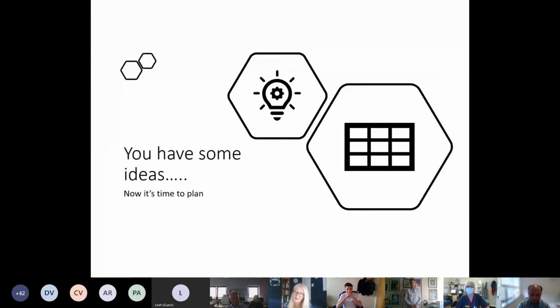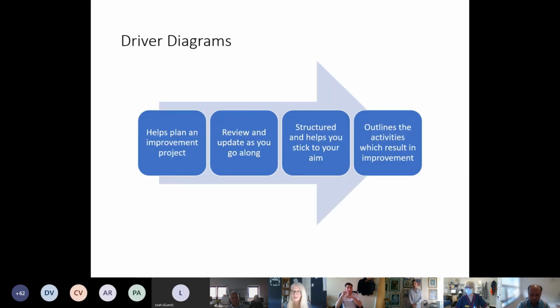So you have some ideas now, hopefully, and this is about formulating your ideas of some tools and approaches to do that. So now it's time to plan an improvement project. One of the really good ways of doing that is to use driver diagrams, and it's a good way of communicating what you're doing, and it's a good way of planning. To help plan your project, you can review it and update it as you go along, so it can be a live document. It doesn't have to be a point in time. It can be updated. It's structured and helps you stick to your aim as well, and also outlines the activities which result in the improvement. Thanks, Nick.